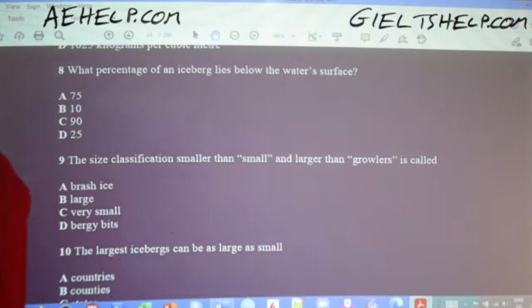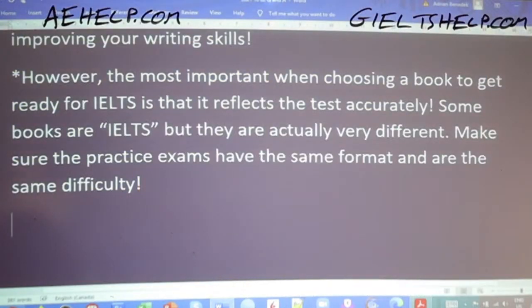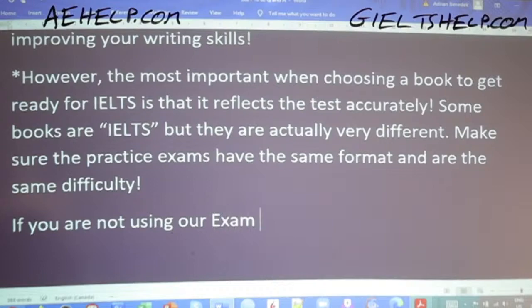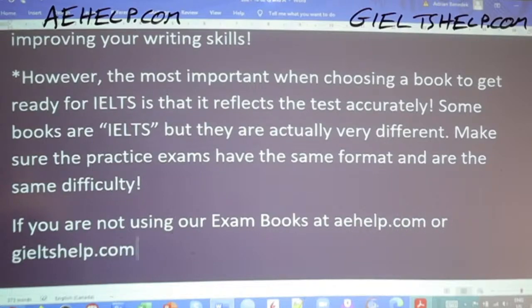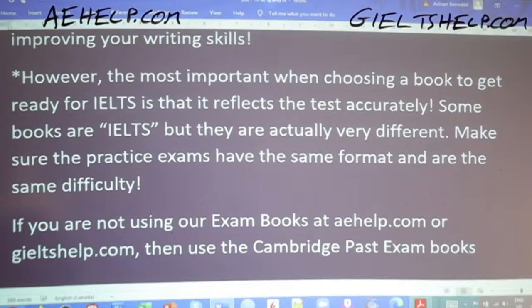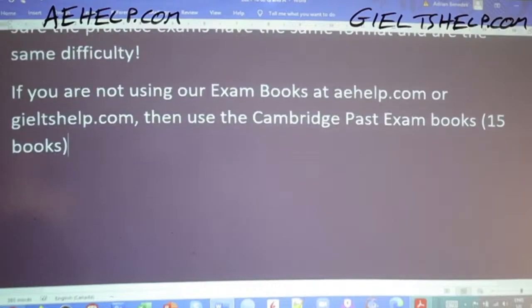So if you're going, oh, Adrian's advertising his own materials, that's great, which maybe is true, but I'll give you another tip, okay? If you're not using our exam books at aehelp.com or gieltshelp.com, then use the Cambridge past exam books. I think there's like 15. Some of you might know better than me, but I think there's 15 books now. Use especially like 10 to 15.